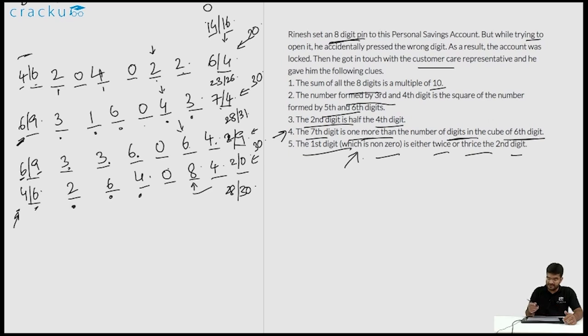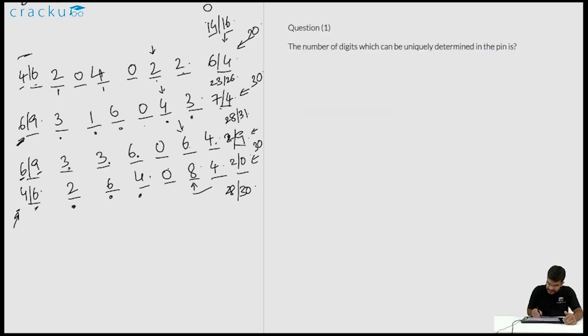So now let us go and solve the questions that are there. The number of digits which can be uniquely determined in the pin is, we know that the only digit that we are able to determine is the 5th digit. We know that that is definitely equal to 0. So the answer in this case is 1.